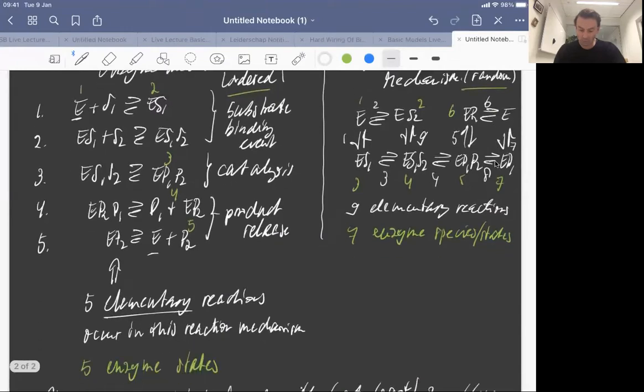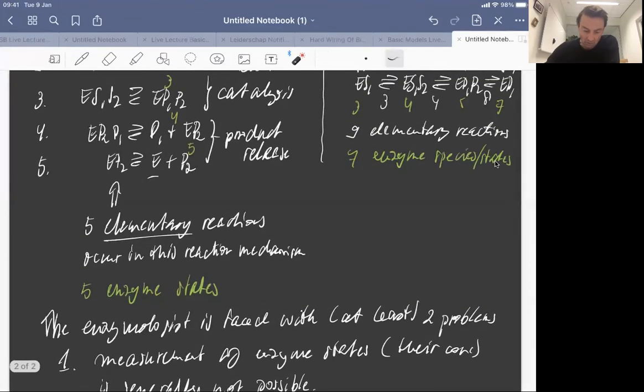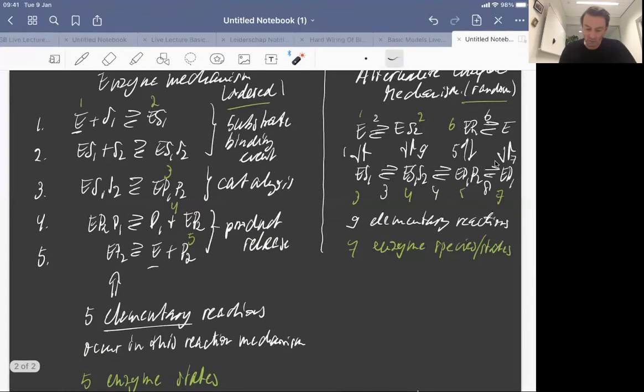So, the second problem that the enzymologist is faced with is that identifying all these elementary rate constants that are associated with all these reactions is almost impossible when you cannot identify all these different enzyme states. So in other words, identifying which mechanism is occurring by observing these enzyme states is impossible.